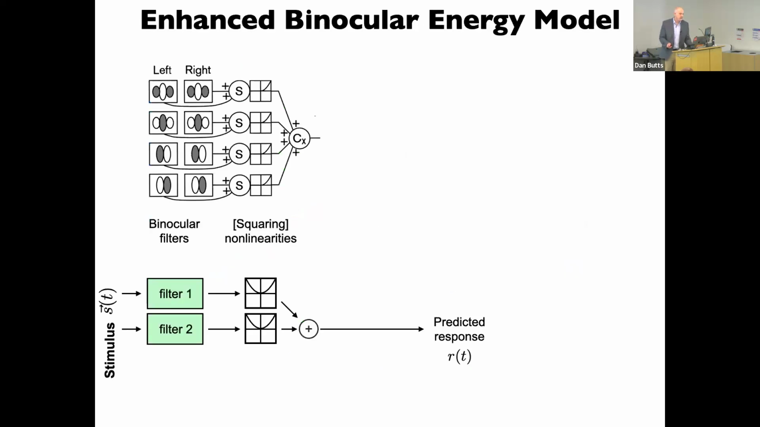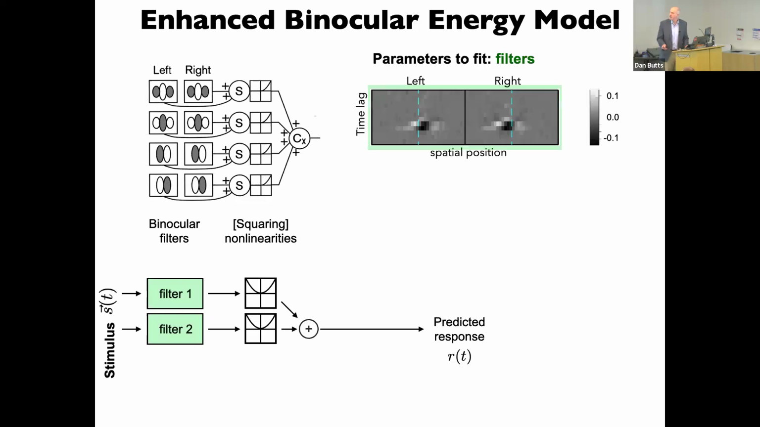In the context of the binocular energy model, the binocular energy model is a particular mathematical form. That's with adding left and right inputs using filters, and then squaring, and then adding. And in this sense, the parameters of the model would be the actual filters themselves, which are spatiotemporal filters. And those are these right here. And this is what a binocular spatiotemporal filter would look like.